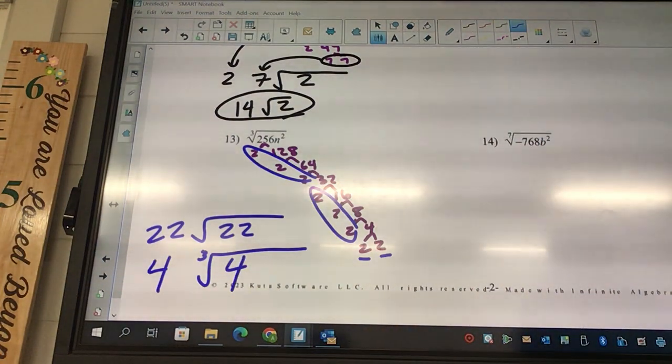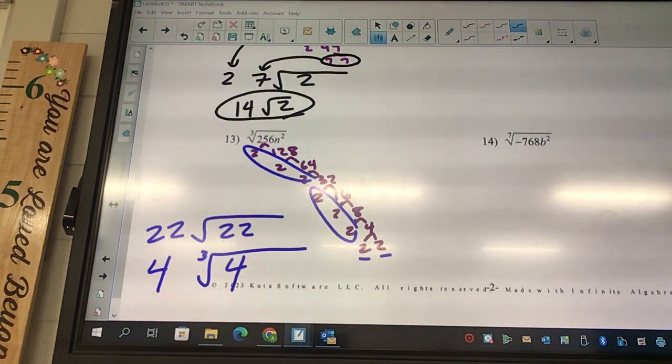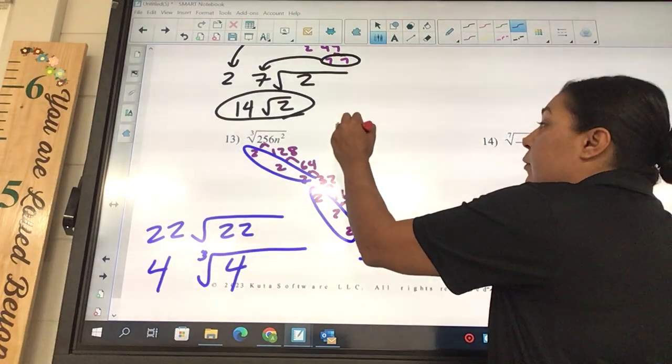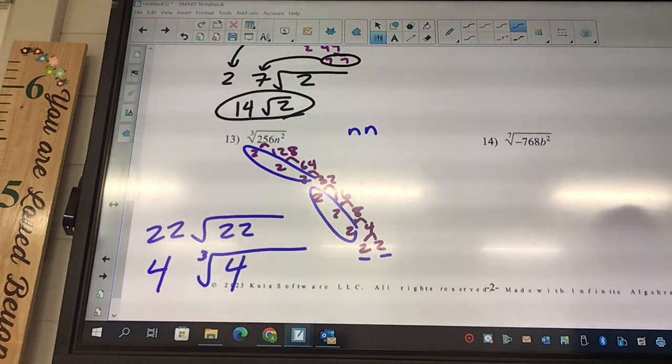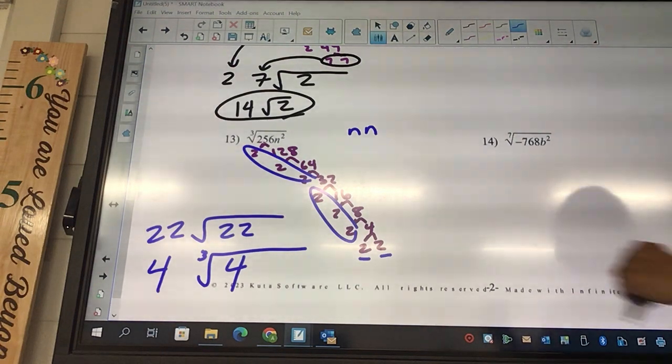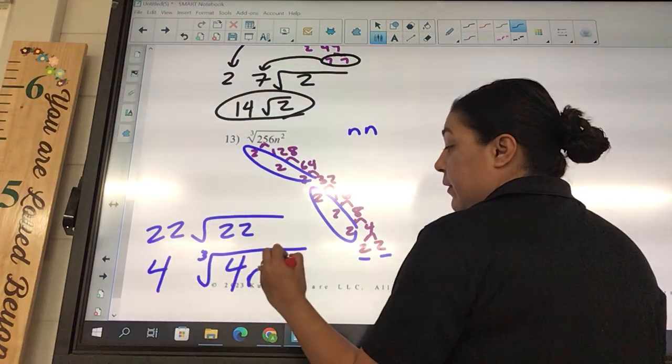Okay, and then we also have letters. How many N's do I have? 2, right? 1, 2. How many groups of those guys can go? None, because we gotta pull in groups of 2. So they can't go, so they're gonna have to go back on the inside.